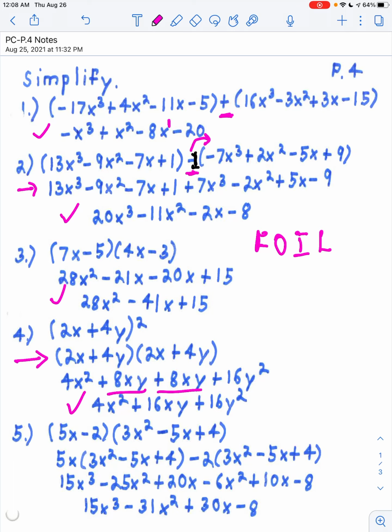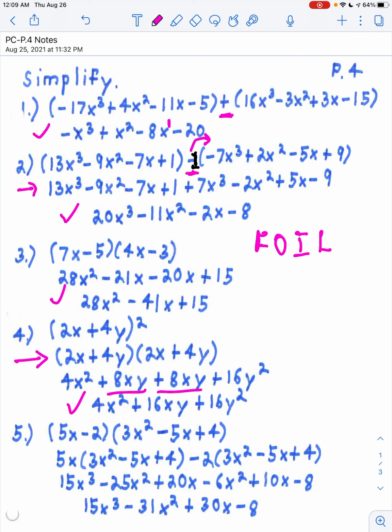Can you learn a shortcut? Absolutely. There is a sheet of special products that you will be given by the substitute. You can take a look at those, but one of those is squaring a binomial, and squaring a binomial is a great shortcut because what you do is you square 2x to get the first term of 4x squared.